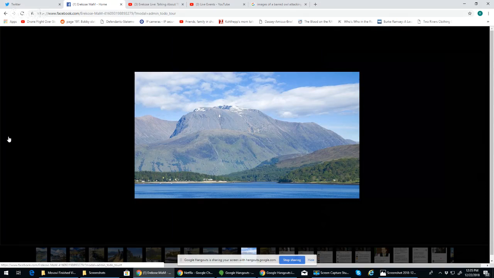Yeah, that is the famous Ben Nevis. That isn't actually on the Isle of Skye. It's near Fort William, which is on the way up to the Isle of Skye. That's on a really beautiful day when you can actually see the top of the mountain. It's very, very spectacular.